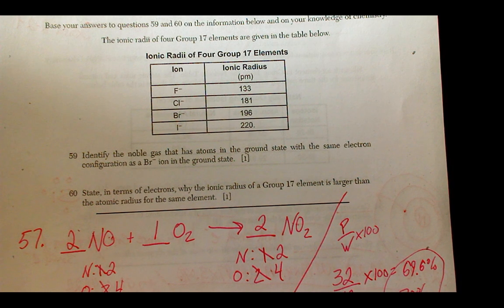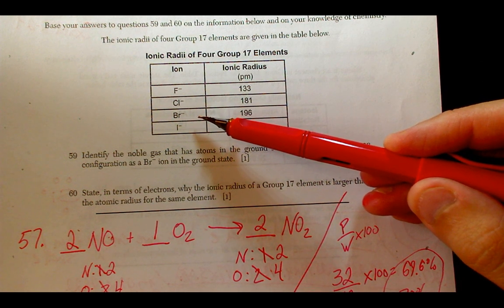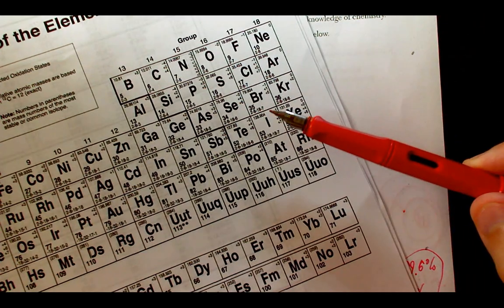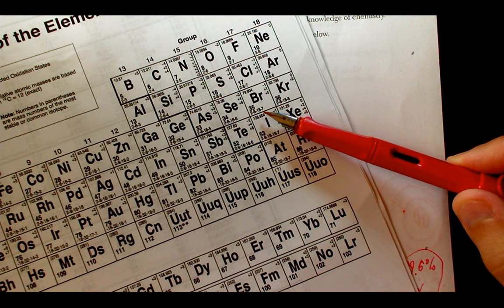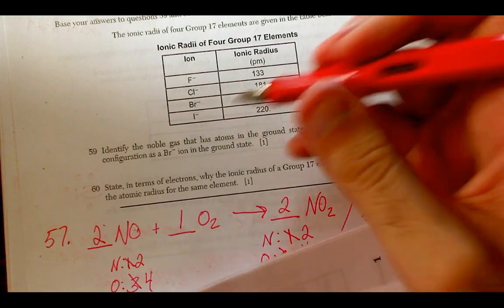So 59 says identify the noble gas that has atoms in the ground state with the same electron configuration as Br⁻ ion in the ground state. So which noble gas normally has an electron configuration like Br with a minus charge? Well, let's see what Br with a minus charge will look like. Br's normal electron configuration is 2, 8, 18, 7.